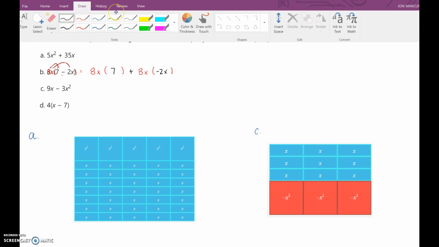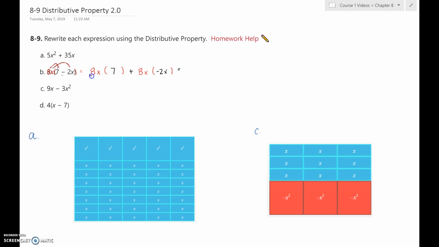So if I have 8x, 7 times, it's going to be 56x. And then if I take 8x and multiply by negative 2x, well, this is kind of strange. If I have 8x, so that's already 8 times x, and I'm multiplying that by negative 2 times x, you can multiply things in any order. So I can do 8 times negative 2, which is negative 16.